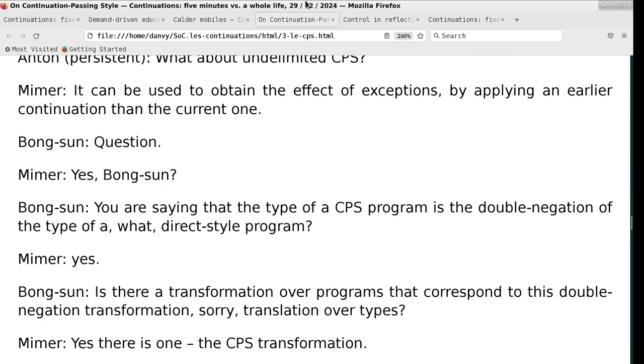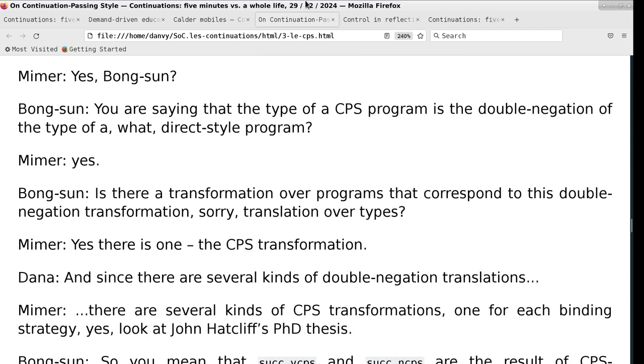Question. Yes, Mongsa? You are saying that the type of a CPS program is the double negation of the type of the direct style program? Yes. Is there a transformation over programs that corresponds to this double negation transformation? Sorry, translation over types. Yes, there's one, the CPS transformation.